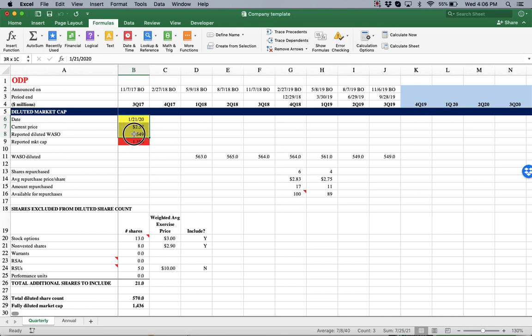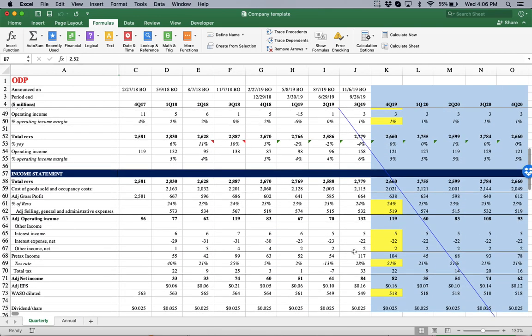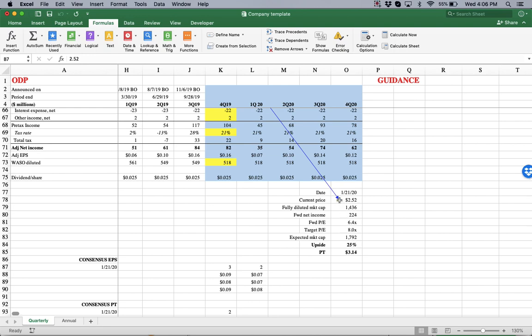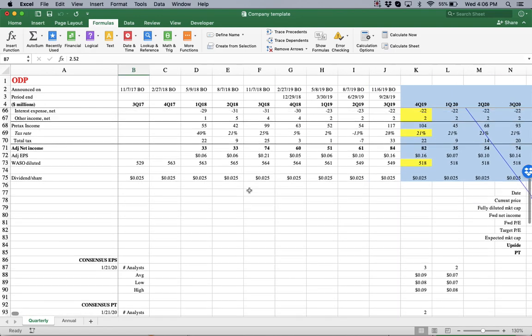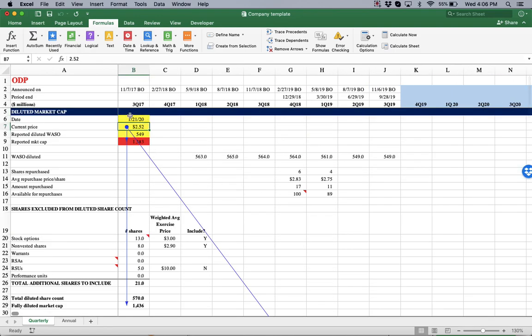This information here, you want to have your date, your current price, and your reported diluted weighted average shares outstanding. And the reason it's nice to have this information here at the top is because if we trace where it's being used, for example, you could see here we're referencing the current price. So instead of having to go update the current price cell everywhere in the model, we just know that we update it once here and it should flow through to all the other cells that are referencing it.